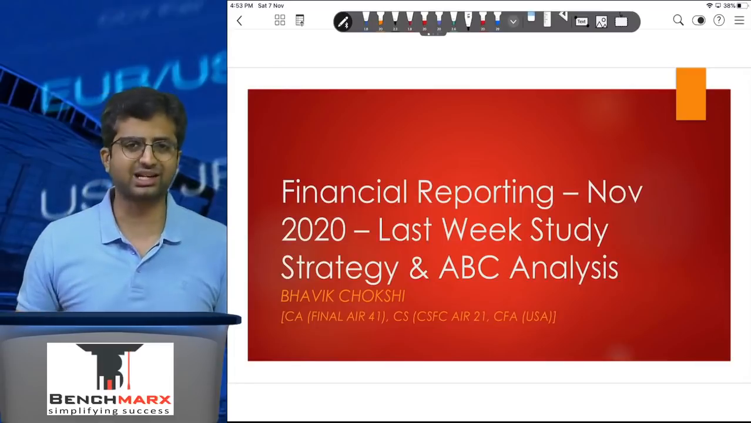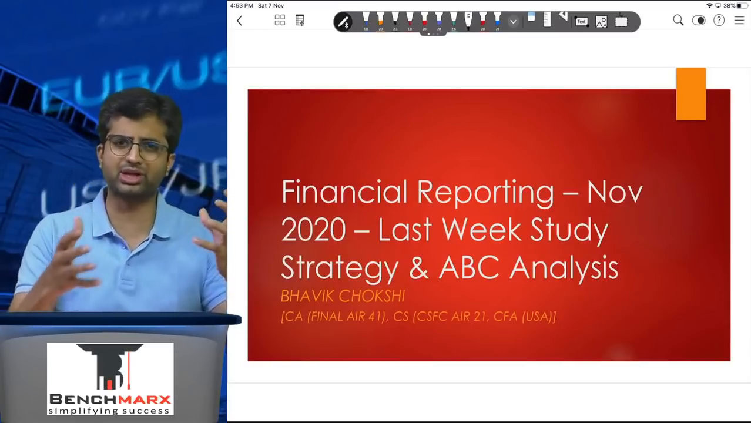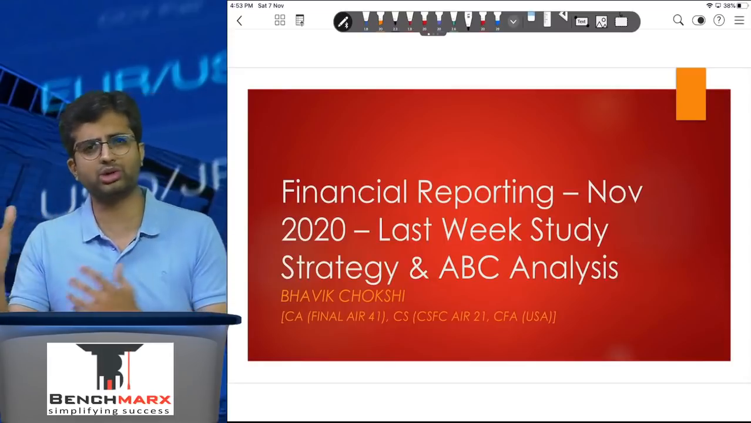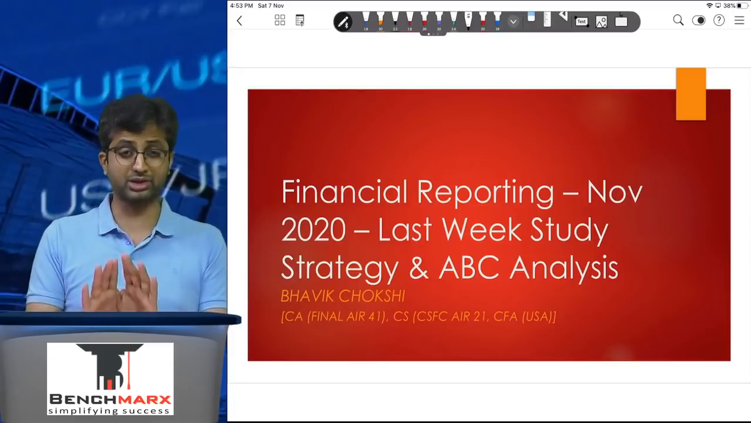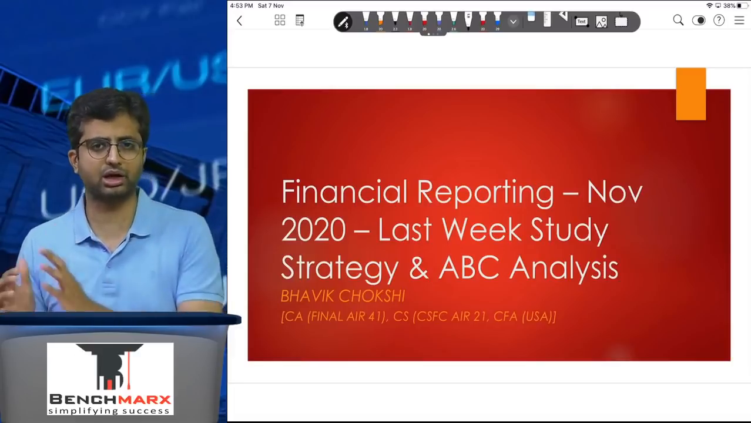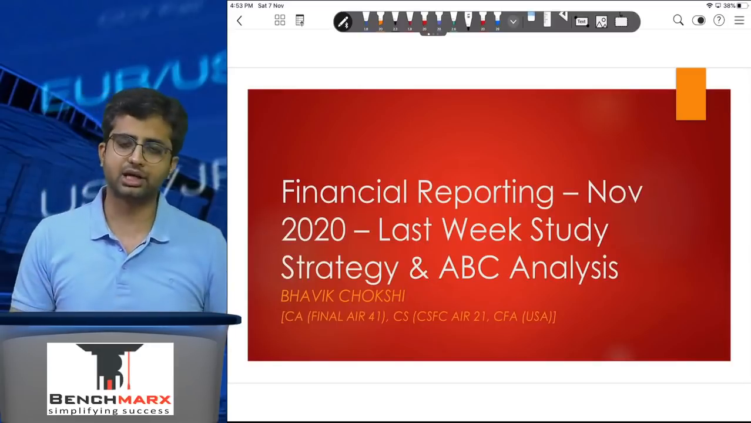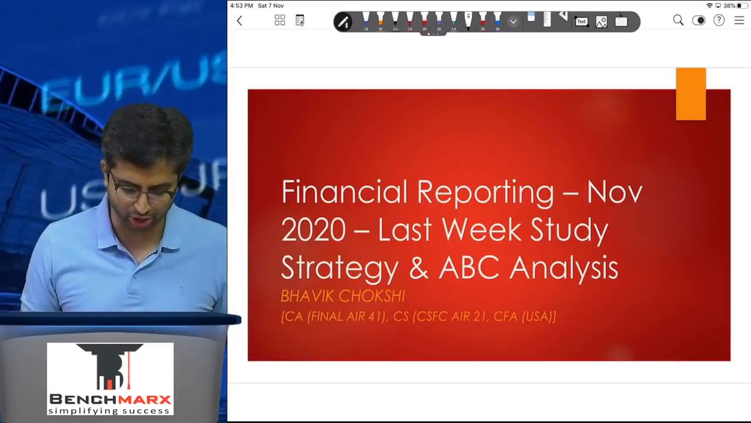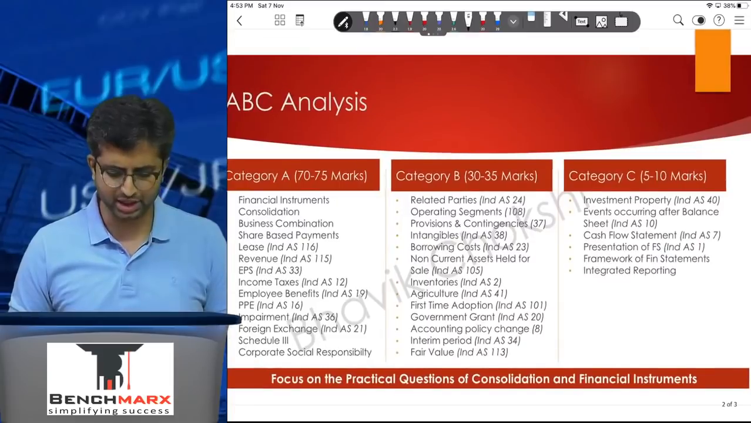So what we are going to discuss over here is the ABC analysis. Category A, where you get more than 70 to 75 marks of your paper. Category B, topics which would come for around 30 to 35 marks of your paper. And category C, which are of relatively lesser importance, so that you can emphasize the right areas while preparing in the last week, and also the day by day study plan and the important areas to focus on. So let's get started without investing a lot of time. First, we have the ABC analysis. I'll share the PDF for this as well.